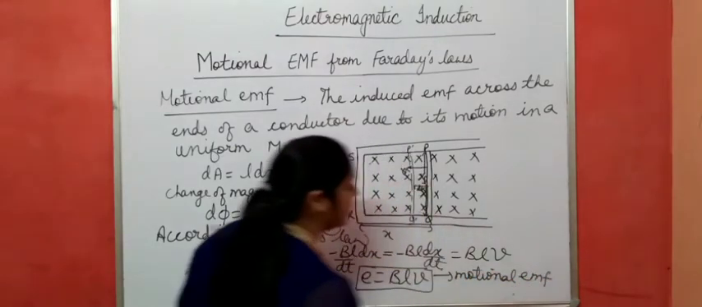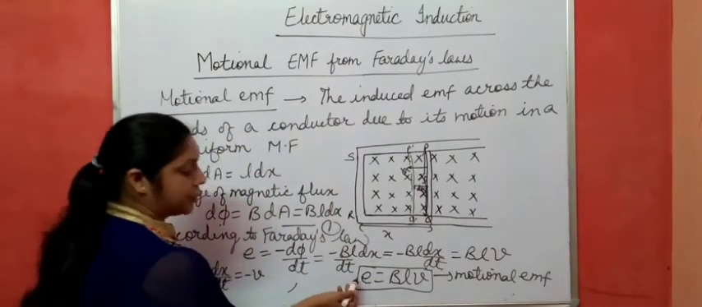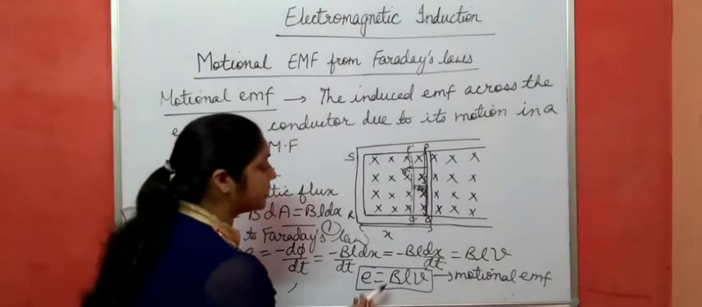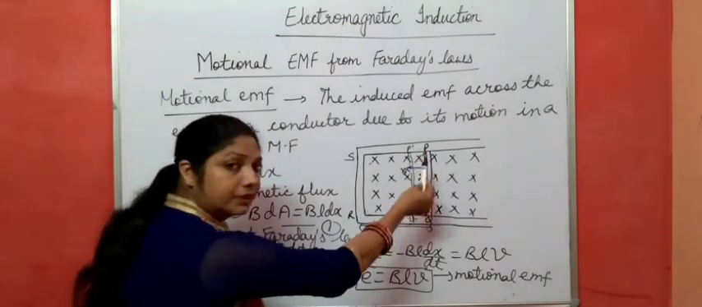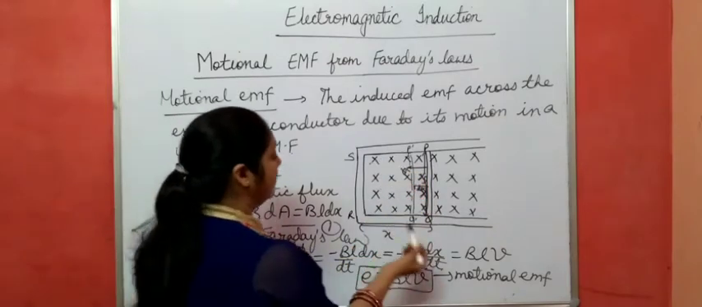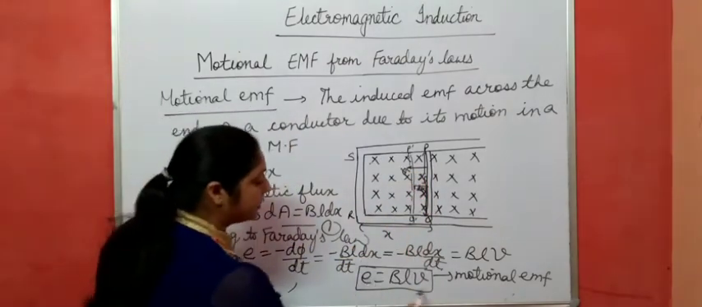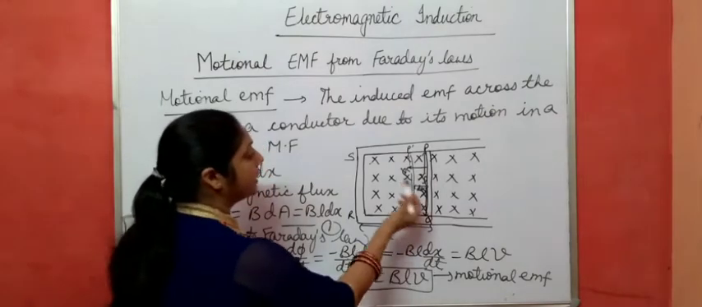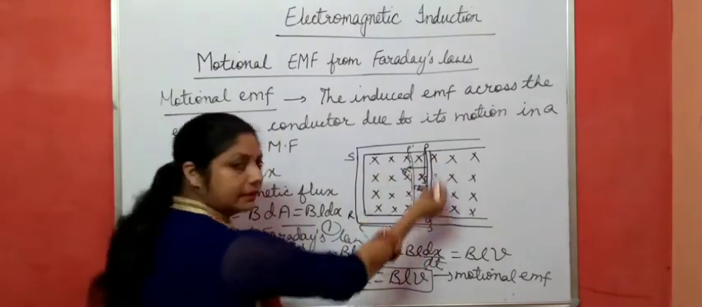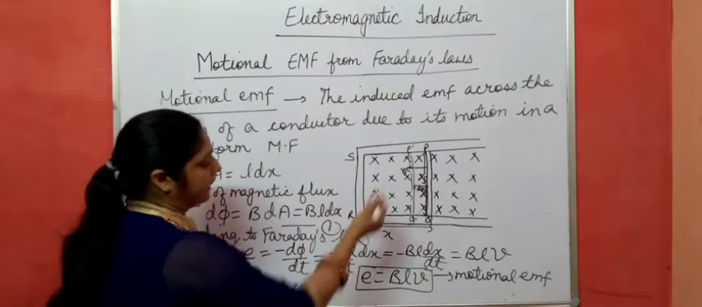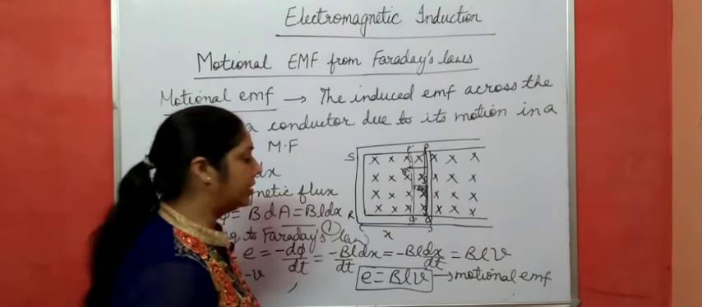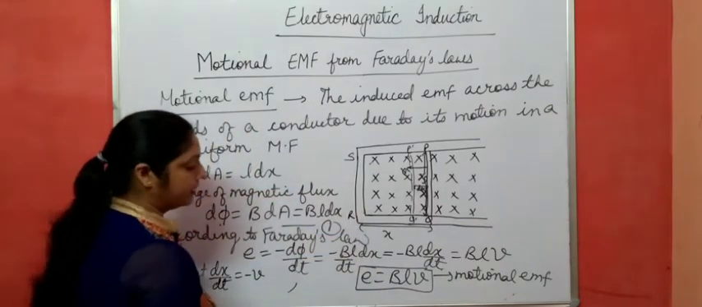Why is it called motional? This is the expression for induced EMF, and it is called motional EMF because it is produced due to the motion of the conductor across this side, right? Due to this motional EMF, current flows across this loop PQRS in this direction, and the direction of current is given by Fleming's right hand rule, which I will discuss after this one.